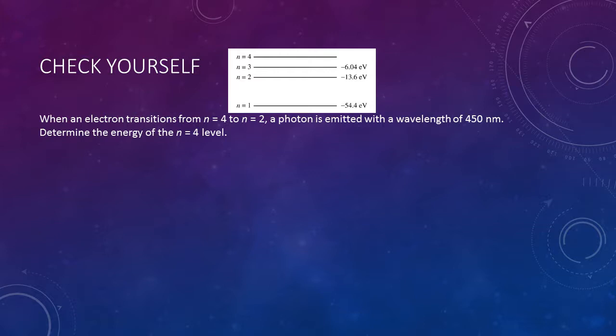Next, I want you to try a very similar problem, only this time we're working in reverse. So I'm now giving you the wavelength of the photon, and I want you to tell me what the energy of the n equals 4 level is. So pause the video, play it when you're ready to see the answer.